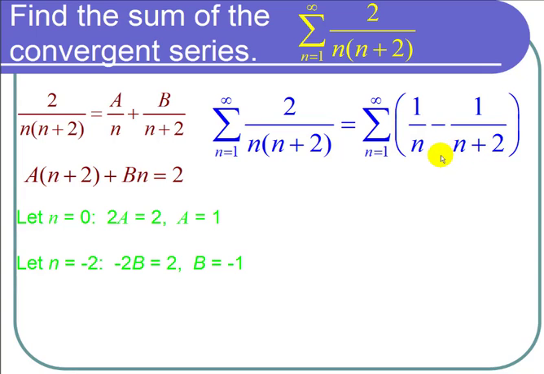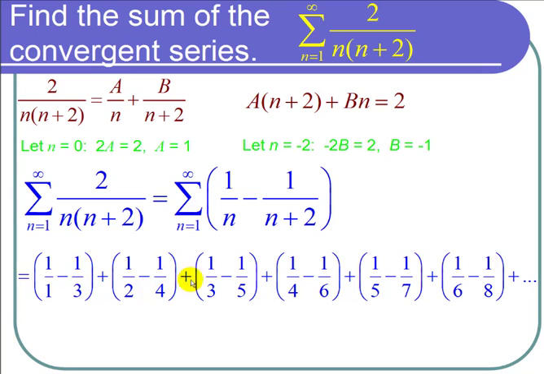So this is a telescoping series, as we'll see, which means I'm going to write out this series term by term. So if n equals 1, I get 1 over 1 minus 1 over 1 plus 2, or 1 over 3. If n equals 2, I get 1 over 2 minus 1 over 4. And if n equals 3, I get 1/3 minus a fifth. And then n equals 4, 1/4 minus a sixth. And then 1/5 minus a seventh, and then plus 1/6 minus 1/8, etc. We keep adding forever.